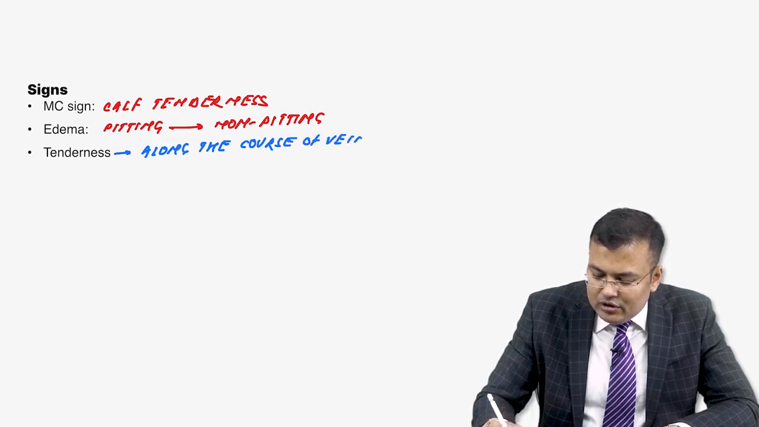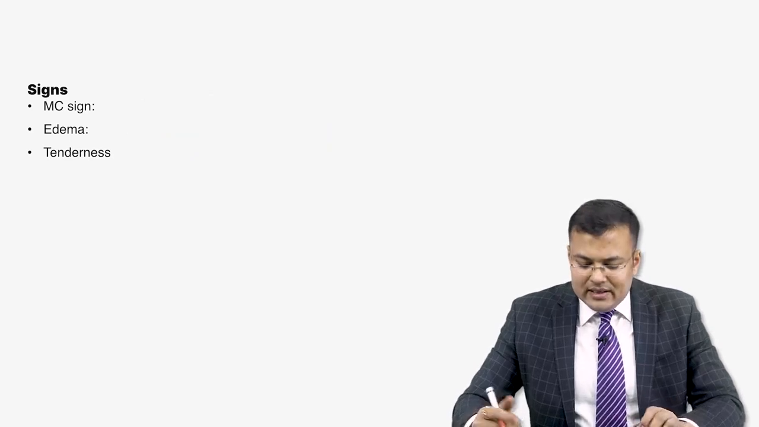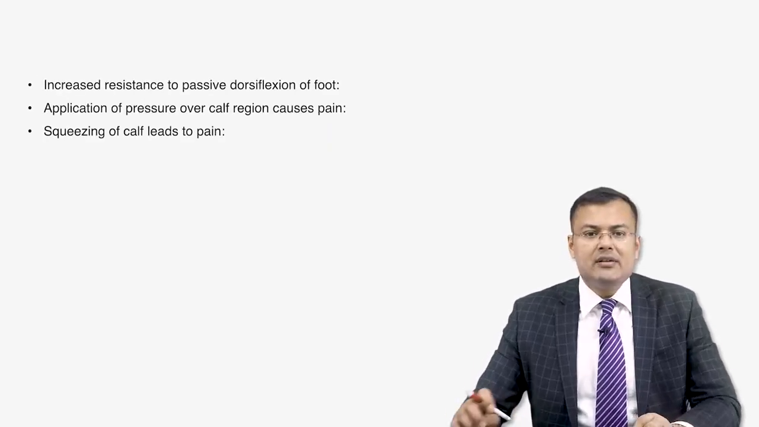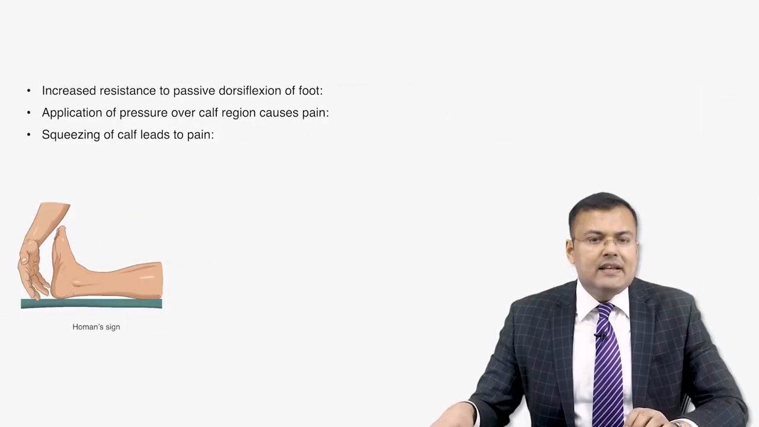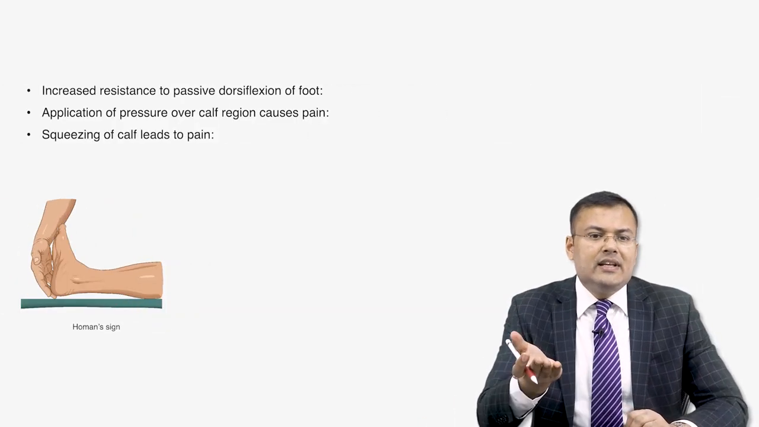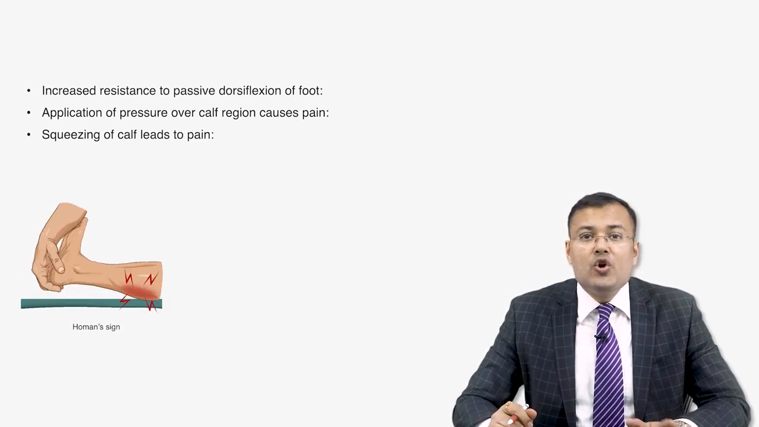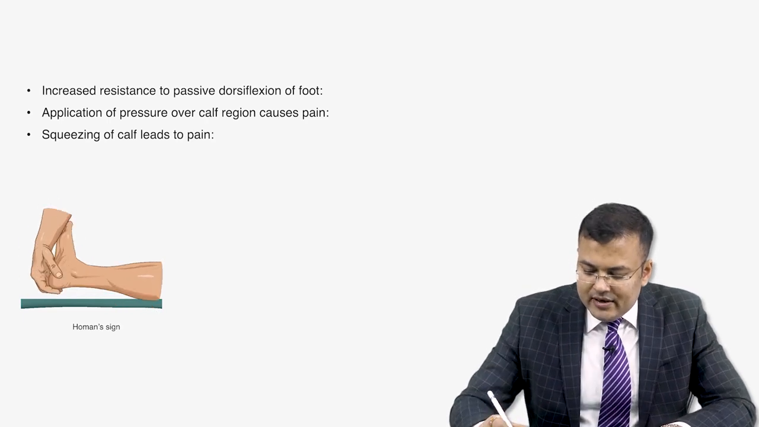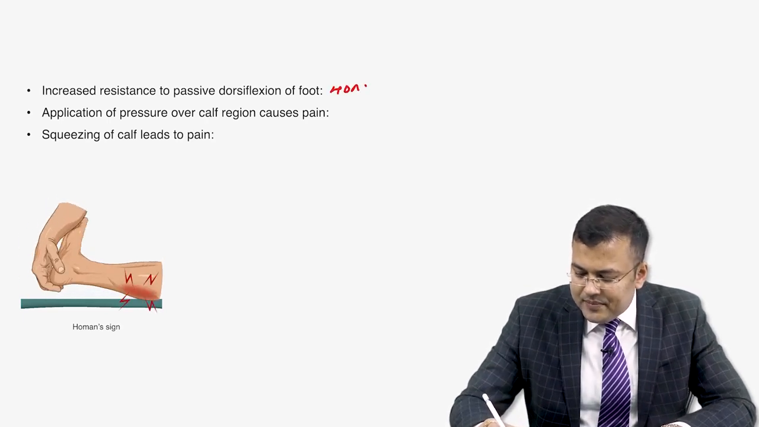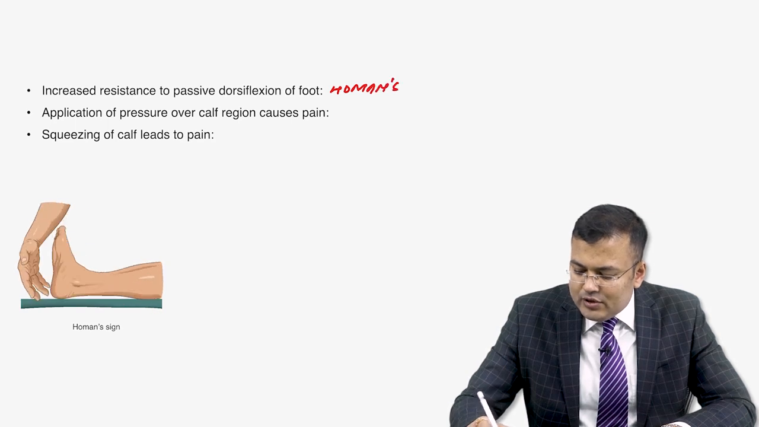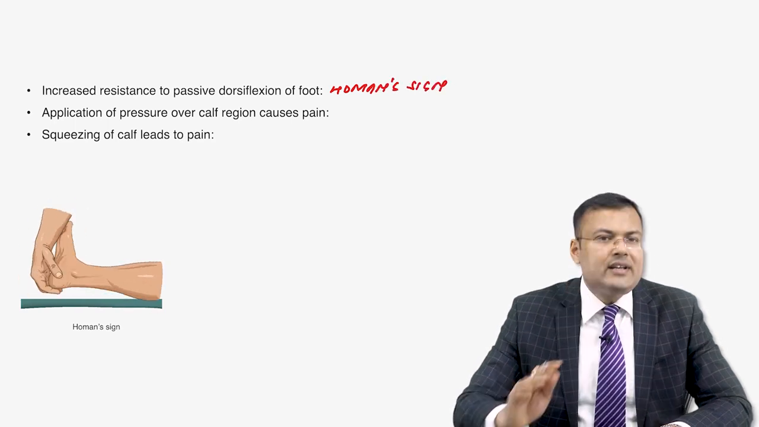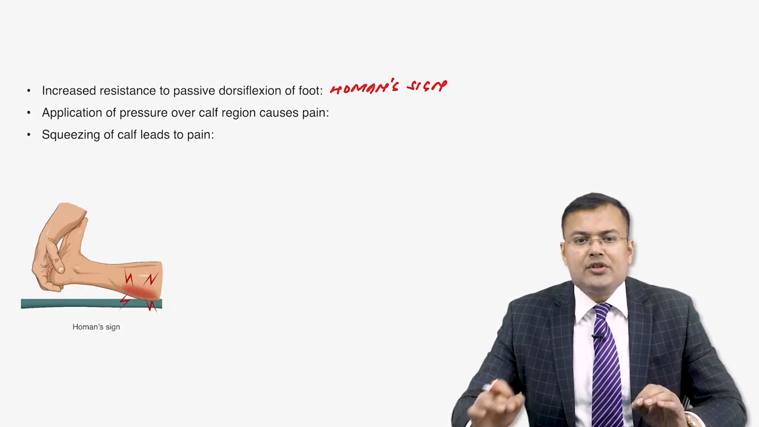There is tenderness along the course of the vein. These are the signs. There are other important signs you can see here. Suppose this is the foot. We are going to perform passive dorsiflexion of the foot. If there is increased resistance to passive dorsiflexion of the foot, what's the name of this sign? This is known as Homan sign. Clear?